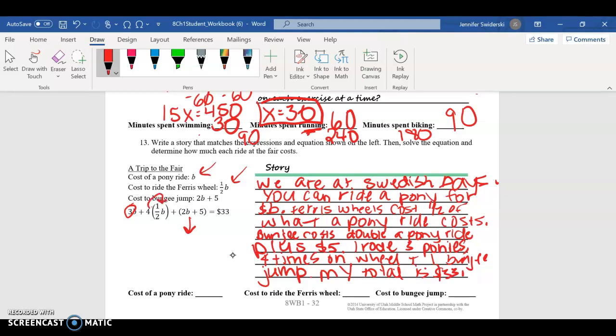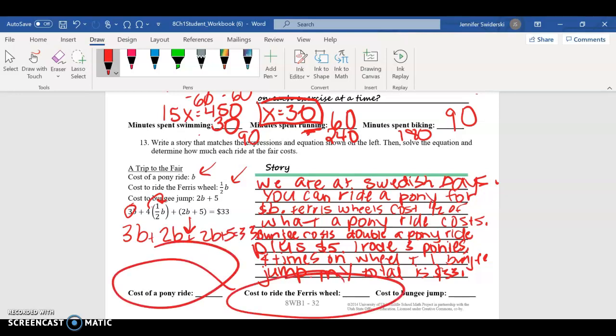What is half of 4? All right, well, we have 3b, we're bringing it down, plus what's half 4, or 4 times 1/2? 2b, plus 2b plus 5 equals 33. Go ahead and solve for b for me. All right, so that's here, here, and here.